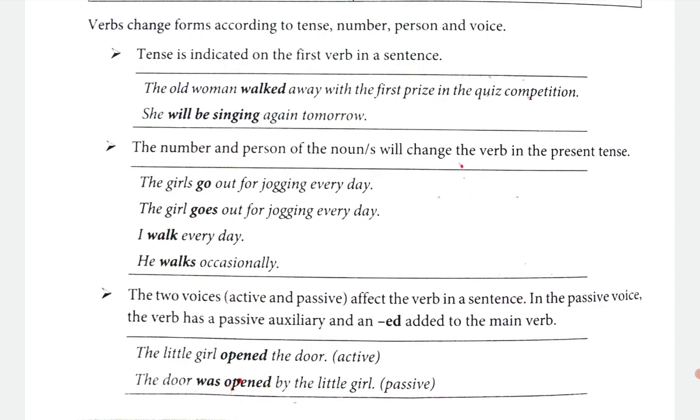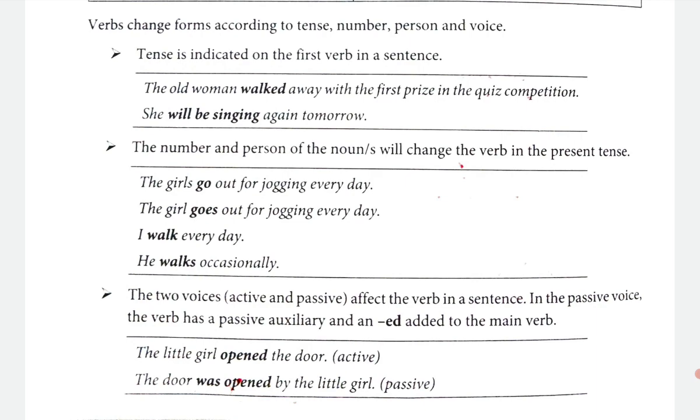Similarly, if it is girl, goes will be used. Subject verb agreement. If the noun is in plural form, the verb will be go out for jogging every day, and if the noun is singular, the verb will be goes out for jogging every day. The girls go out. The girl goes out. I walk every day. He walks occasionally. Here I takes walk, not walks. I walk every day. He walks occasionally.